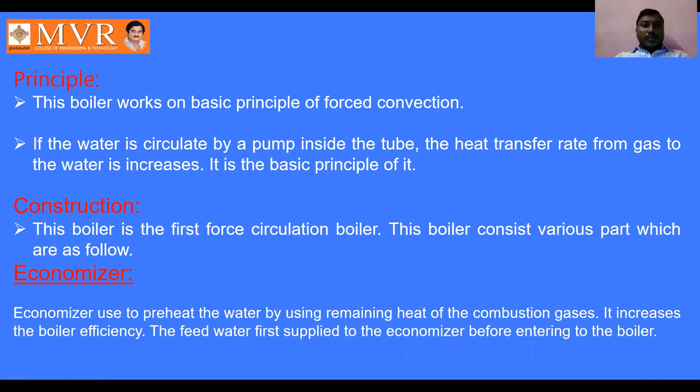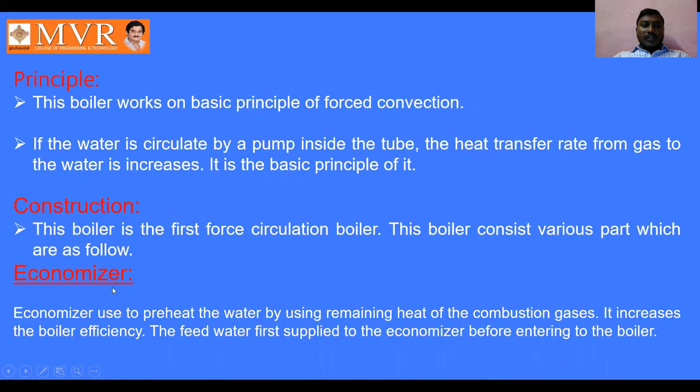This boiler works on the basic principle of forced convection. If the water is circulated by a pump inside the tube, the heat transfer rate from gas to water increases. It is the basic principle of the Lamont boiler. See here, the construction. This boiler is the first forced circulation boiler, and it consists of various parts, which are as follows.